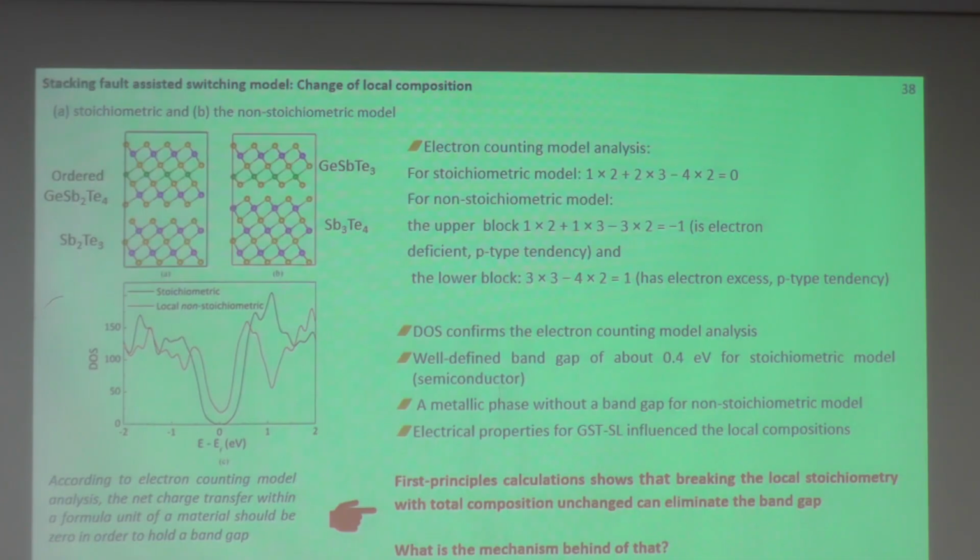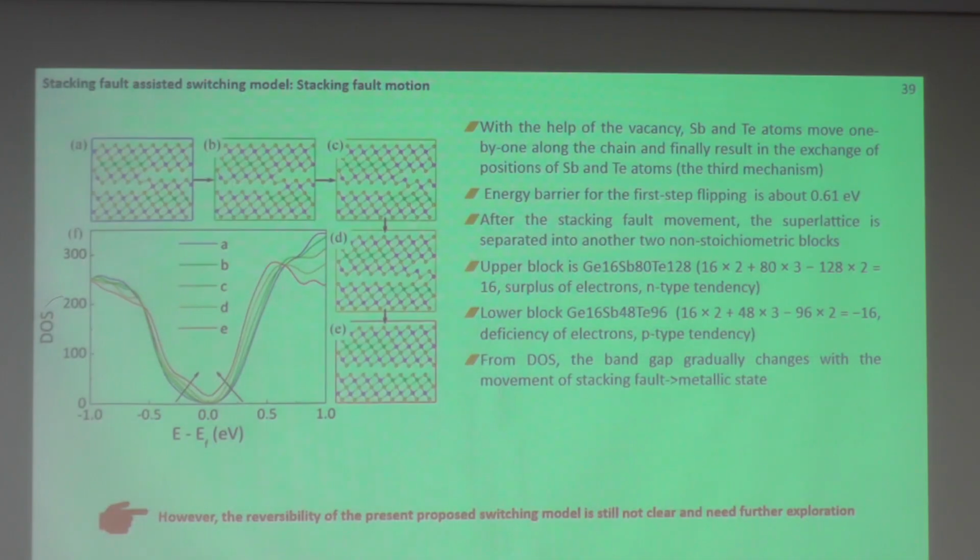What is the mechanism behind this? How can we locally change the structure? It's based on the consideration that we can introduce such a bilayer stacking fault into the system, and if we allow this bilayer stacking fault to move, we can change the local structure of our system.